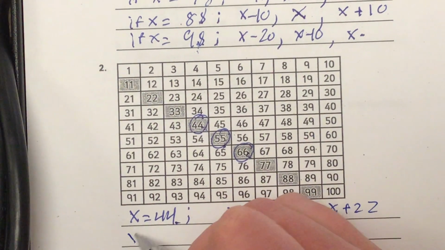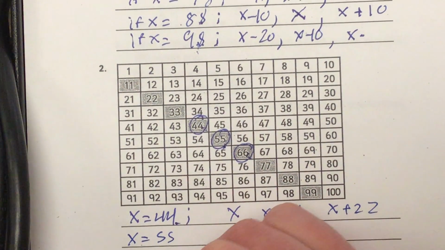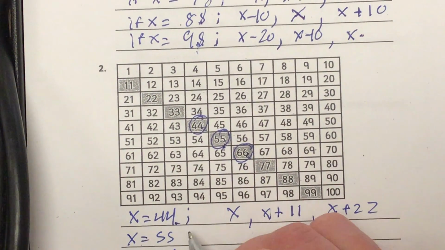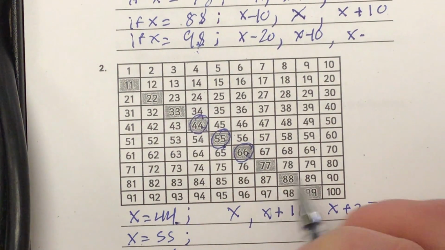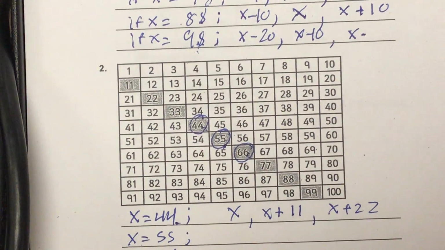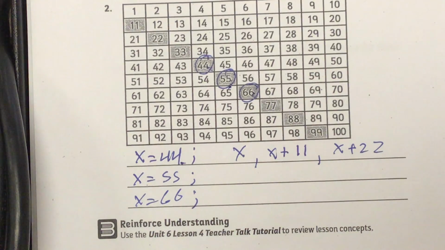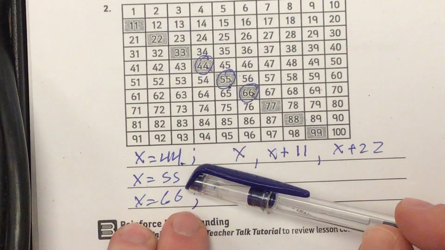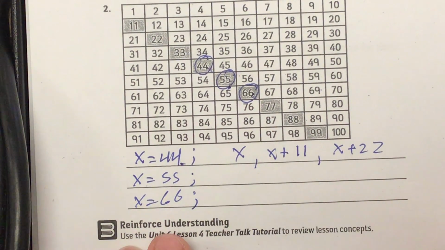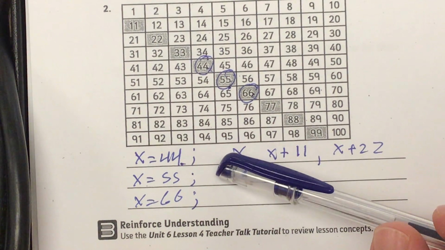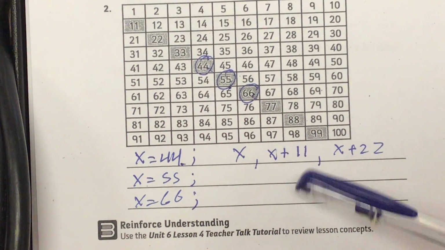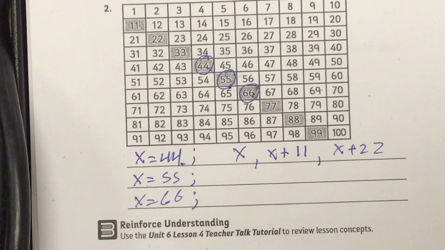So now for those next two lines, we have x equals 55 and x equals 66. Why don't you guys try and fill in our expressions there? In the second line, x equals 55, and third line, x equals 66. How would we get our expressions to equal the other numbers in our set? It's just x plus 11 again.